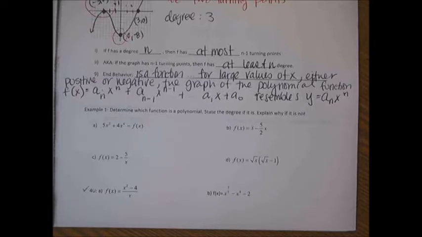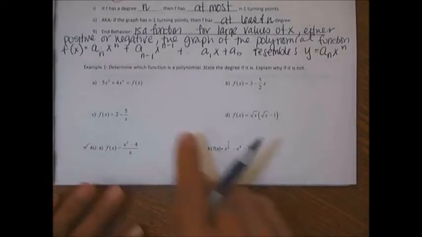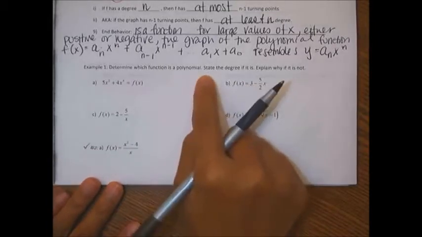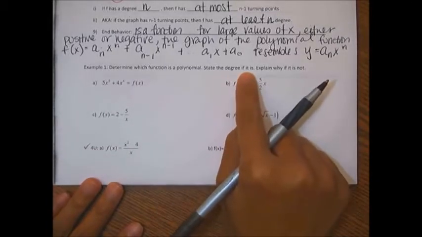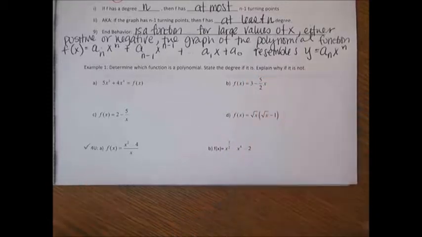All right, example 1. And this is probably the only one we're going to finish in this video. Example 1 says, determine which function is a polynomial. State the degree if it is a polynomial. Explain why if it's not.